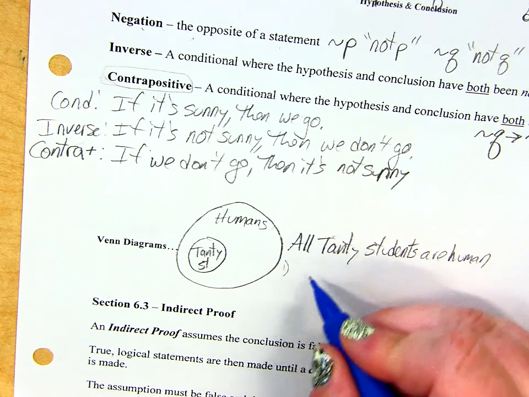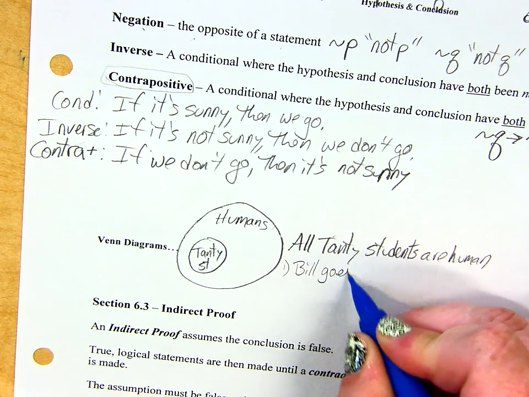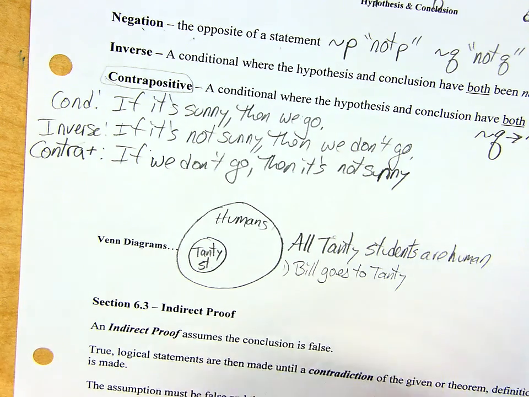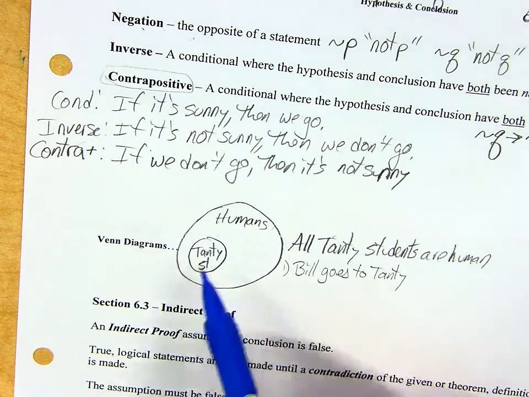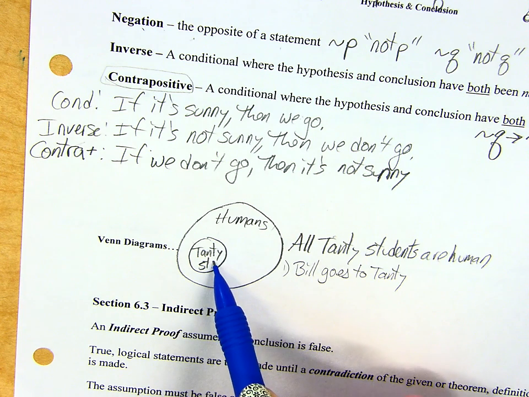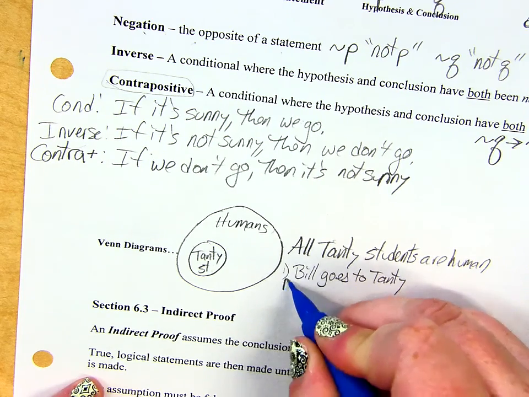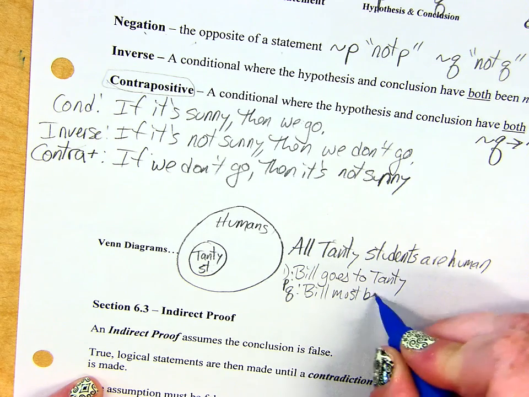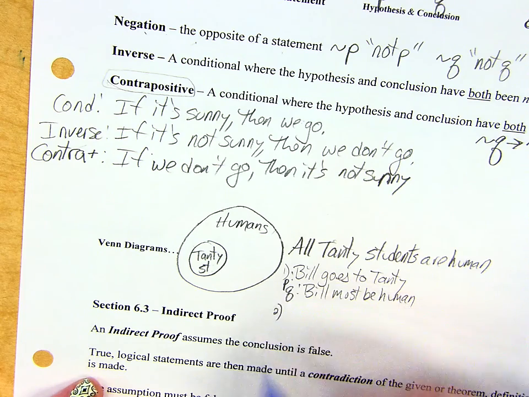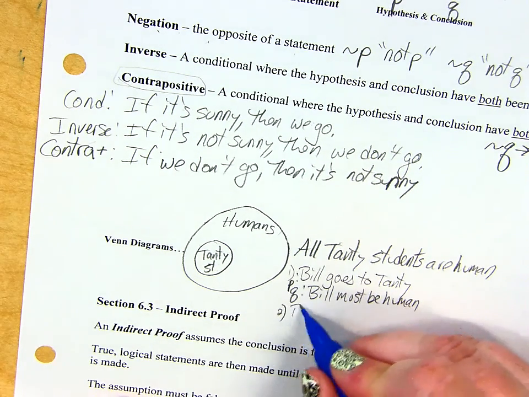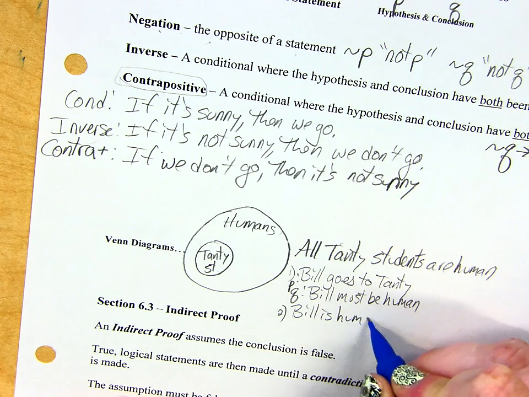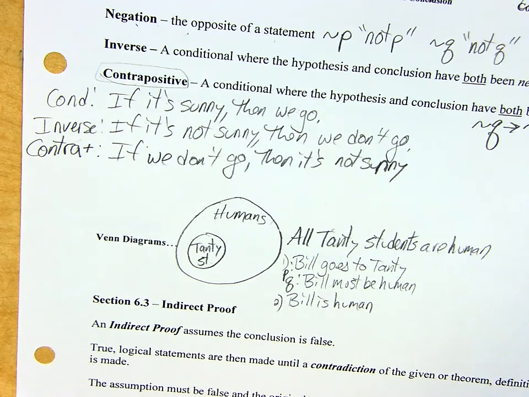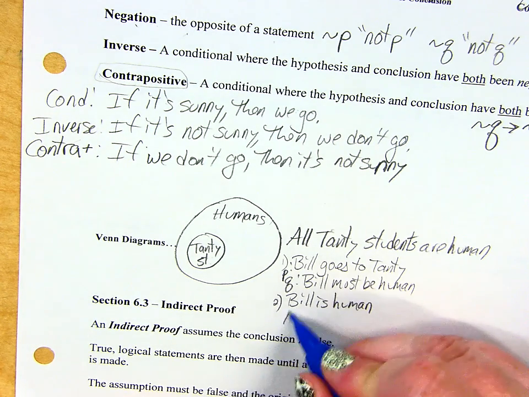Let's try this first one. Let's say I tell you, Bill goes to Tantasqua. What can you conclude, if anything? He's got to be a human, right? If he goes to Tantasqua, that means he's in this circle, and that circle is within the human circle. So if that's my hypothesis, my conclusion could be Bill must be human. Okay, let's try this one. How about I say Bill is human? Can you make any conclusions? No, other than just restating the fact that he's human, which isn't a conclusion at all. So I have no conclusion here.